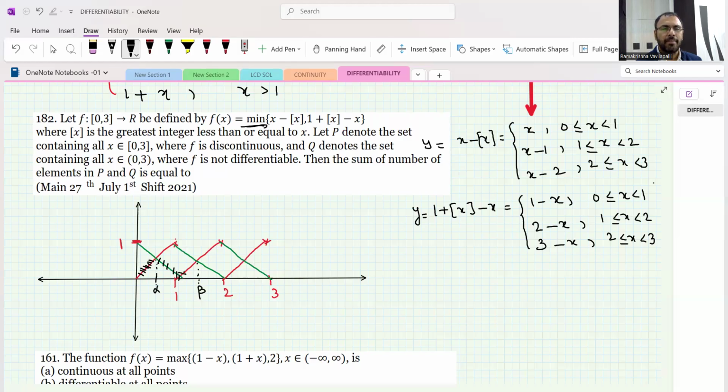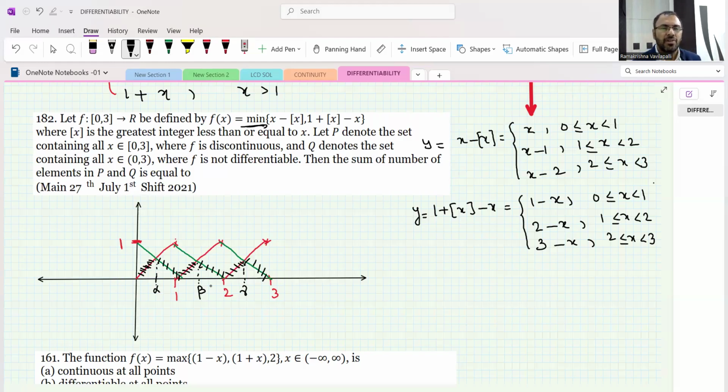Between 1 and beta, the minimum of this function is this one. Between beta and 2, this is the minimum. And again, this is the minimum. And assume this is gamma, the point of intersection. They are not asking to find the points of intersection, in fact.